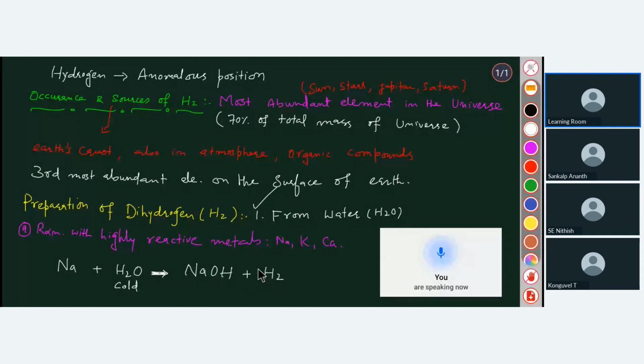Now, can you balance this? It's very easy to balance. Just try to balance. 2Na plus 2H2O gives 2NaOH plus H2. I have already balanced it. Yes, it is now balanced, right?